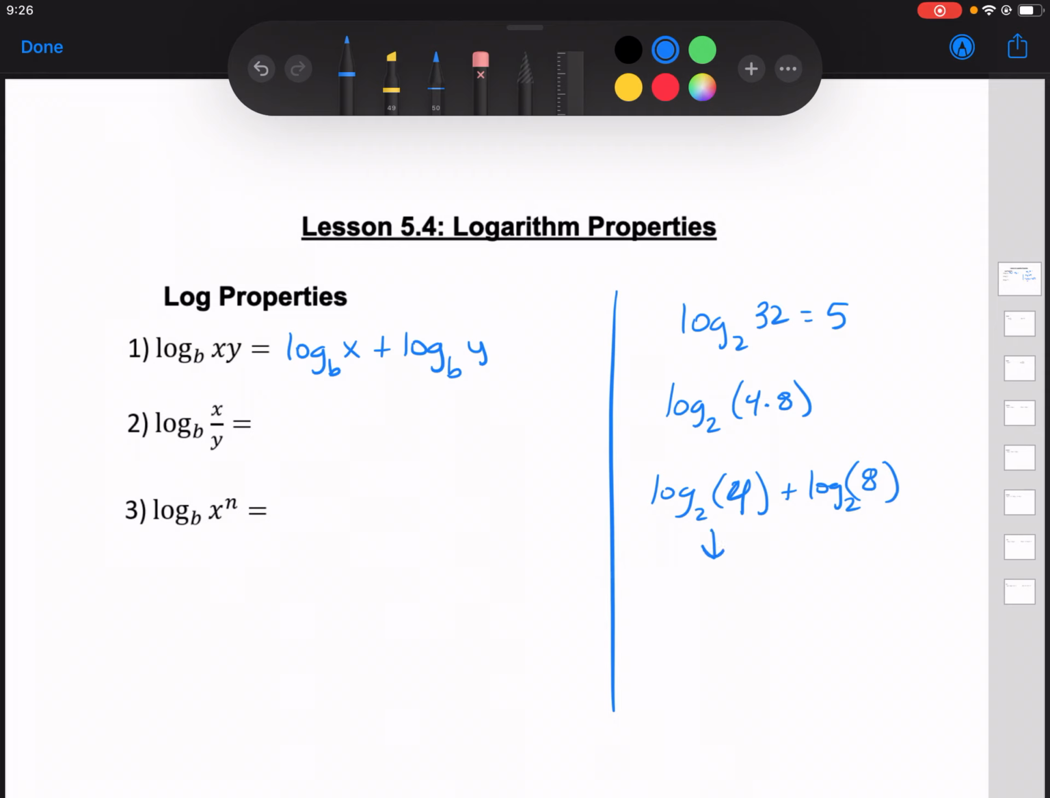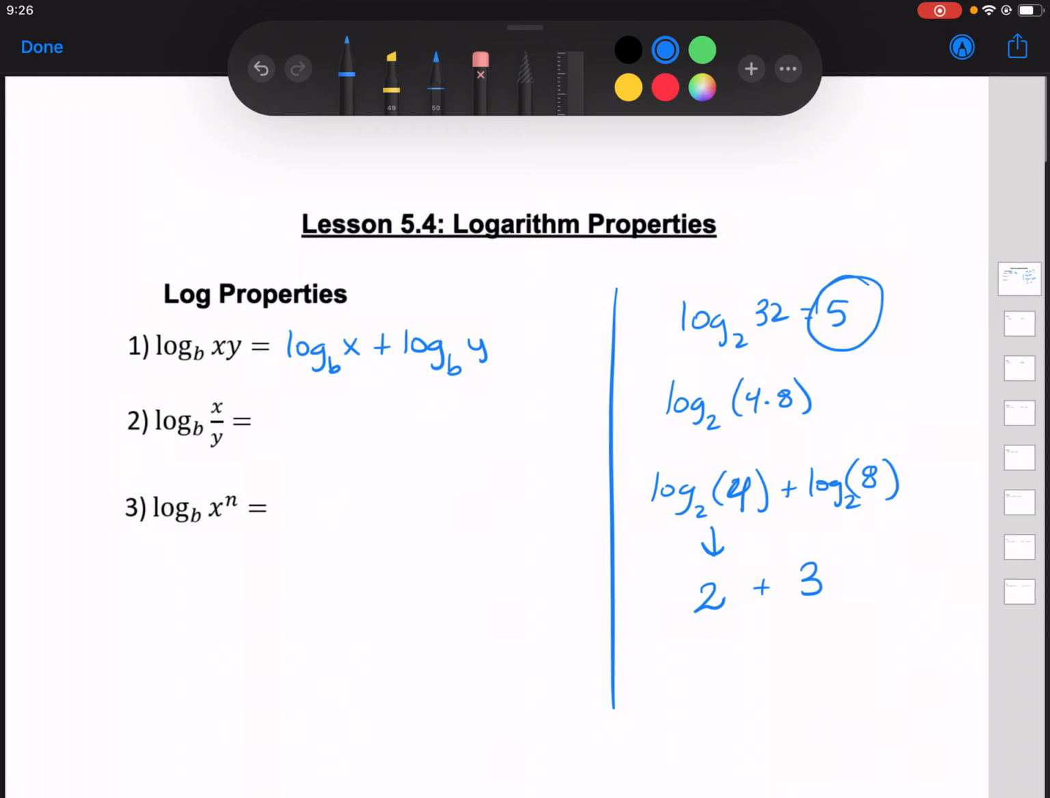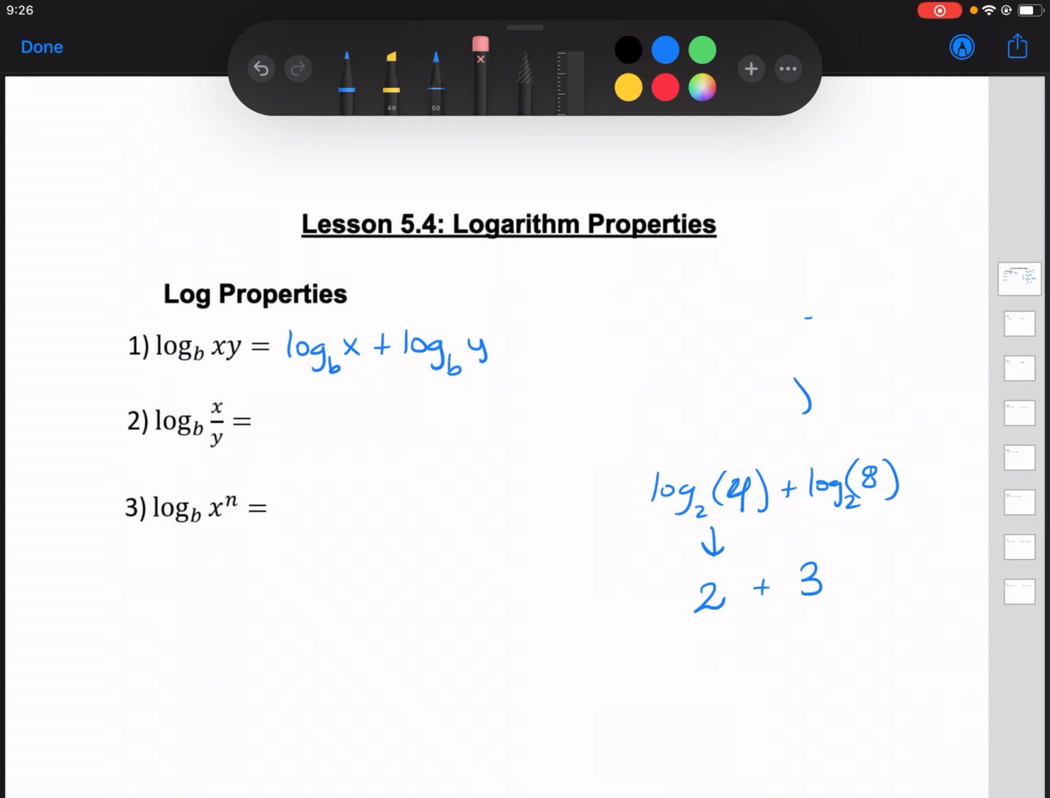Well, log base 2 of 4, 2 squared is 4, so this is just 2. 2 cubed is 8, so log base 2 of 8 is 3. And 2 plus 3 gives us the 5 we were supposed to get. So that was not really a proof, but it showed an example. You can do a proof of this with a general base, but it's using just those exponential rules.